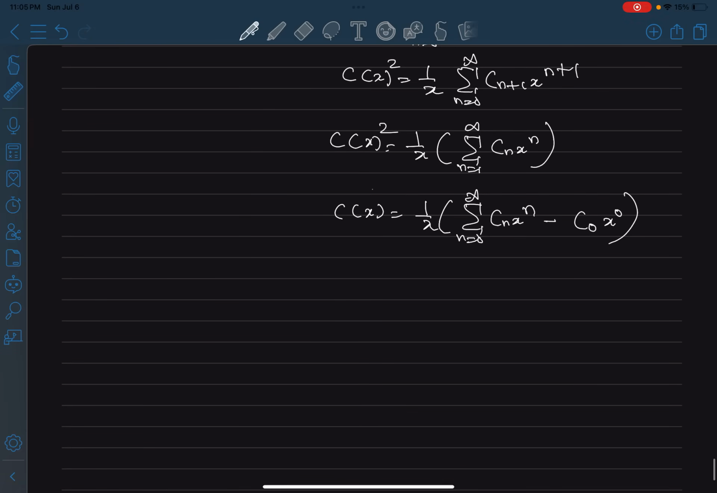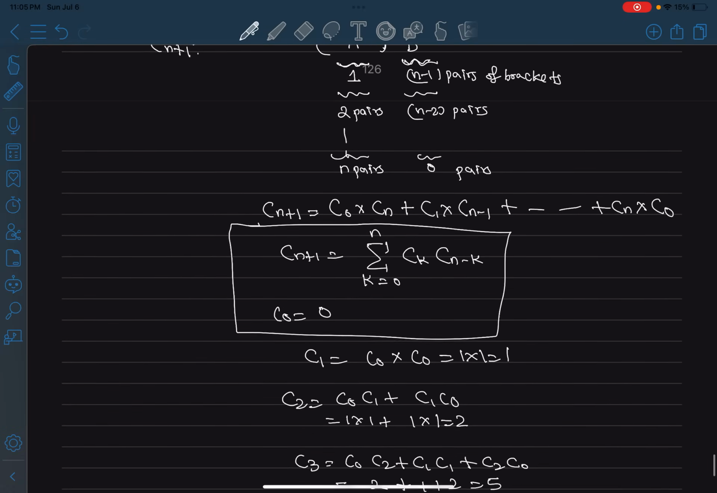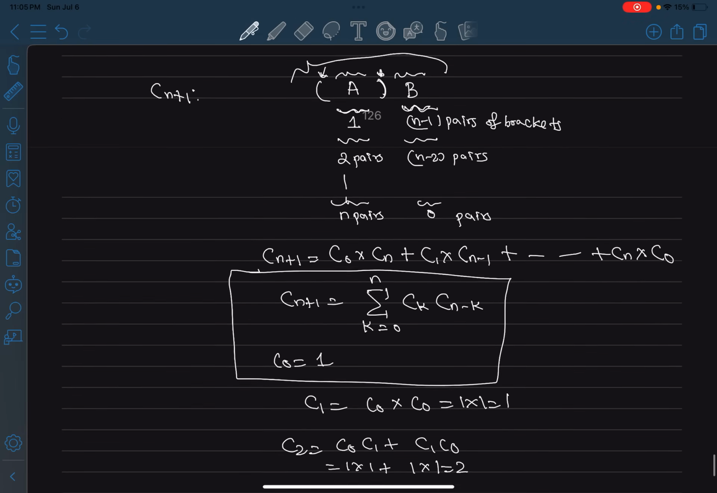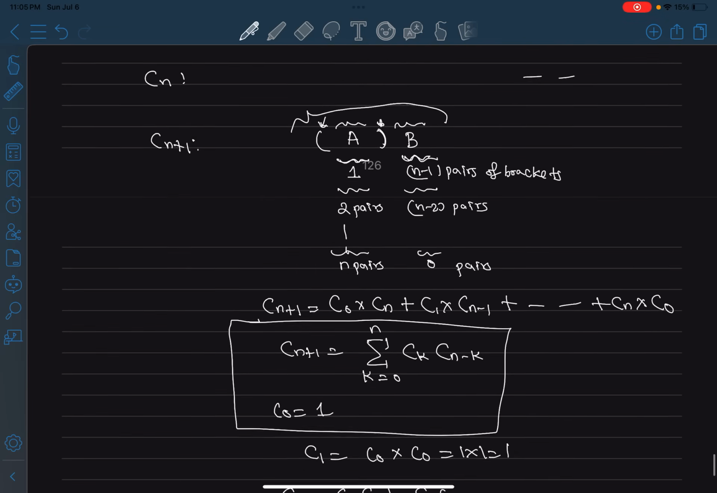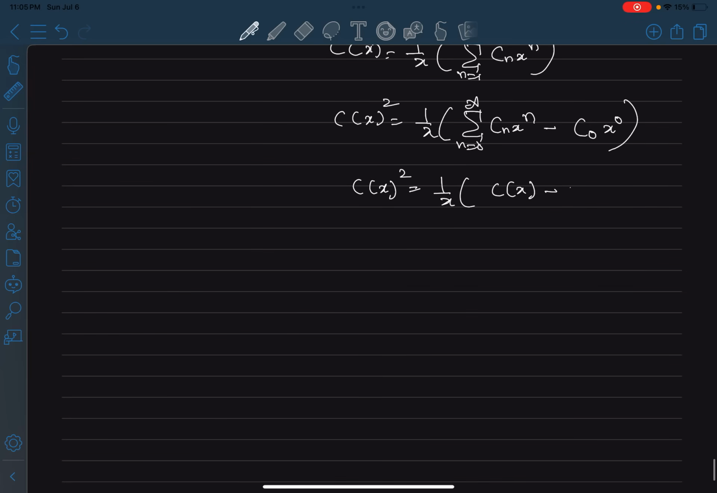Okay, so now our c of x squared will be 1 by x, and this is again c of x. And we already know that c sub 0 is just 1, right? Yeah. Guys, why am I writing 0 over here? It's 1. That's why. I'm sorry, guys. This is clearly 1. I'm making a blunder. Okay, so minus 1, and x to the power 0 is also 1, right?